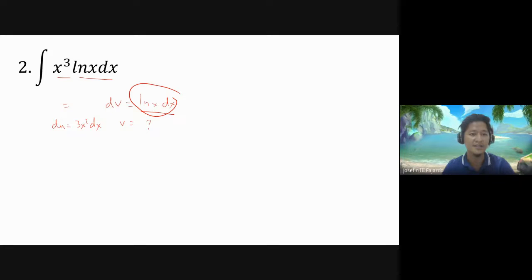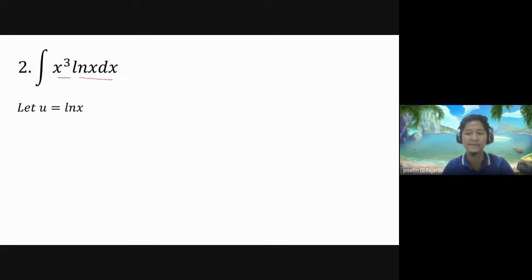Okay, let me erase this. Okay. So notice, what if instead of x squared, ang gagawin kong u ay ln x. Okay? And of course, my dv will be, since ito na yung aking u, ito yung natira, which is x cubed dx, yun yung magiging dv ko. Okay? Can you follow? Yes po, sir.